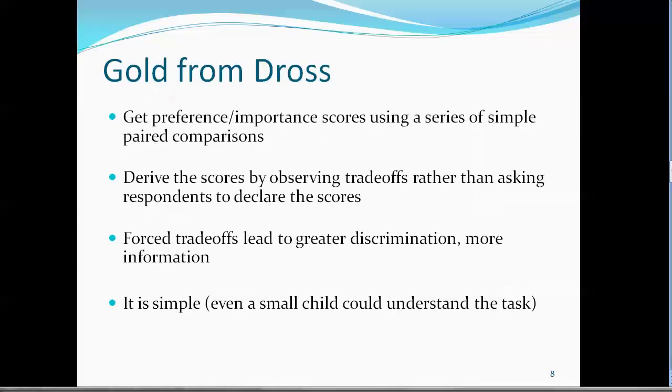The neat thing about this is that although we're asking for a crude response, left or right, A or B, we can get a lot of gold out of that dross. We get preference importance scores using a series of simple paired comparisons, and we can derive the scores that we need by observing trade-offs rather than asking respondents to directly declare those scores. Because we're using a forced trade-off between A versus B, this leads to greater discrimination and more information, it turns out. And it's simple. Even a small child could understand the task.